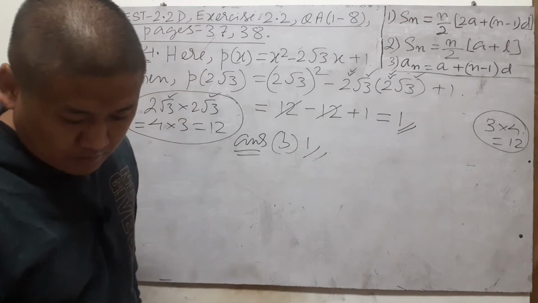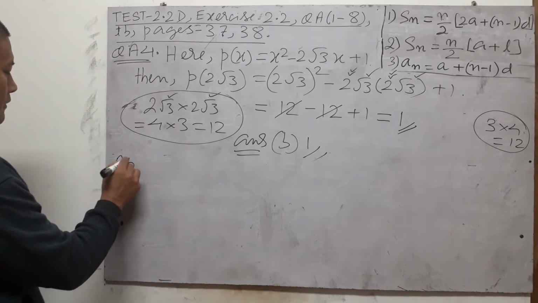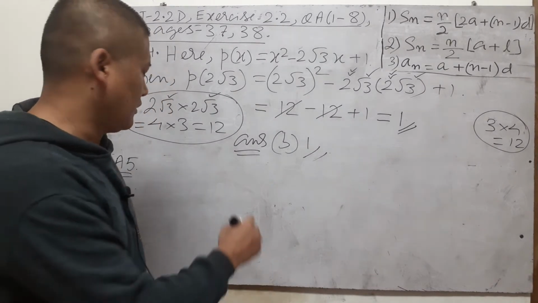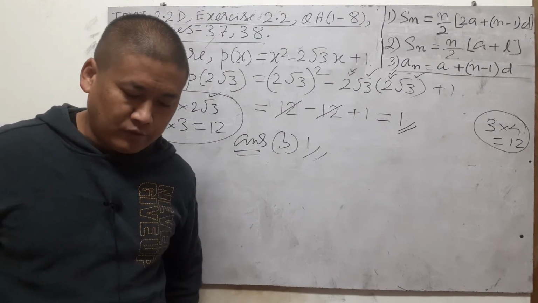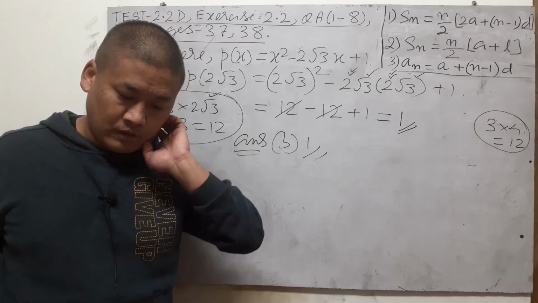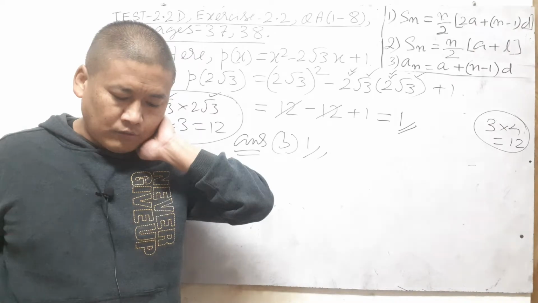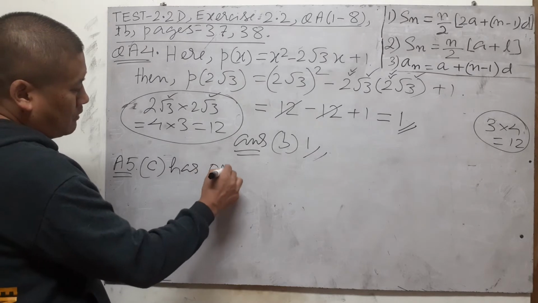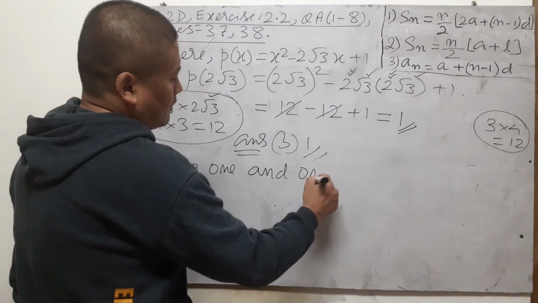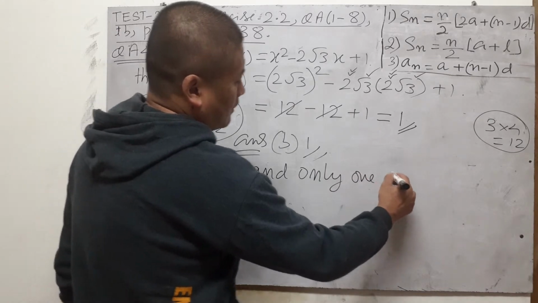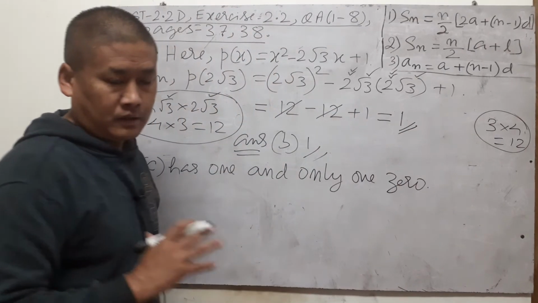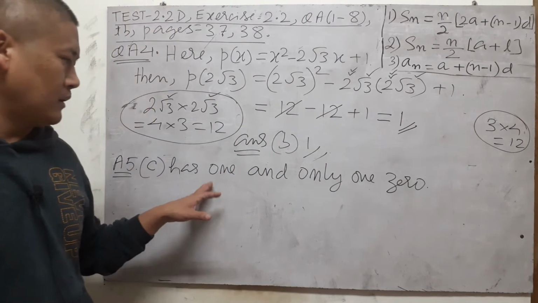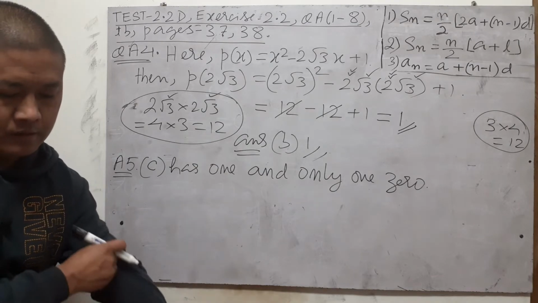Yes. Then A5. A linear polynomial: may have no 0, that's not correct. May have 1 0, that's not very clear. Has 1 and only 1 0, that's the answer. So C, has 1 and only 1 value of 0. A linear polynomial has 1 0. A quadratic will have 2, right? Since it's linear, 1 and only 1 0. That's understood, I think, right?